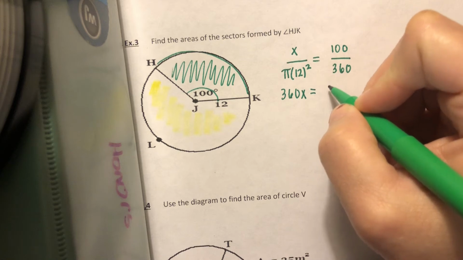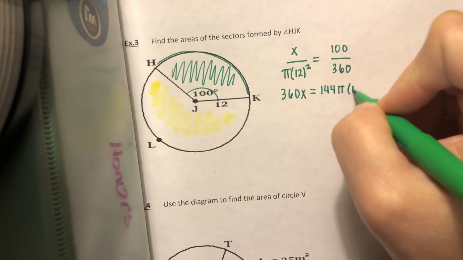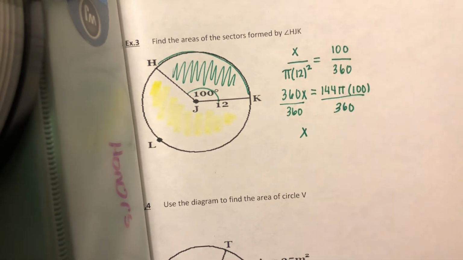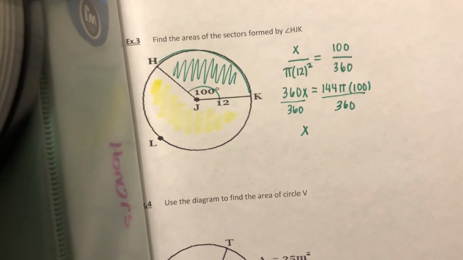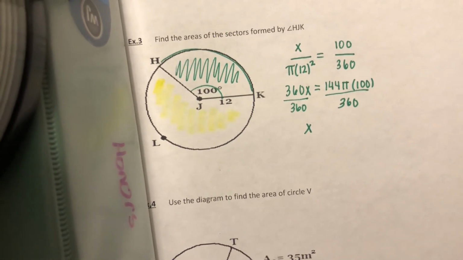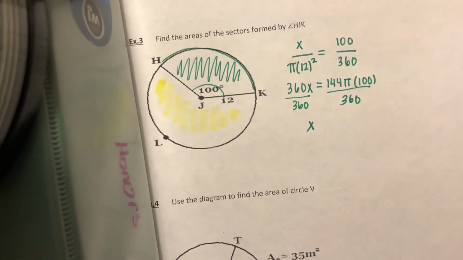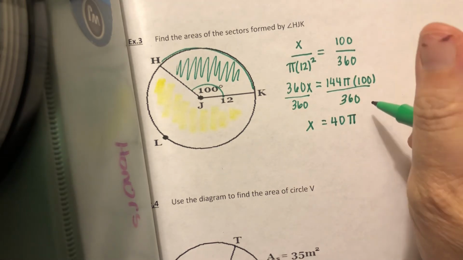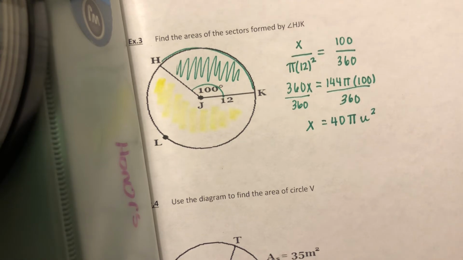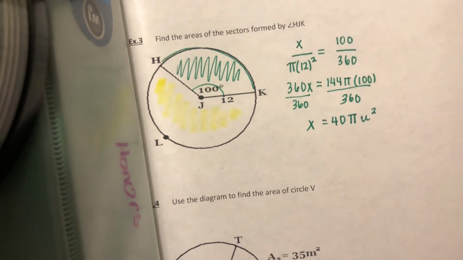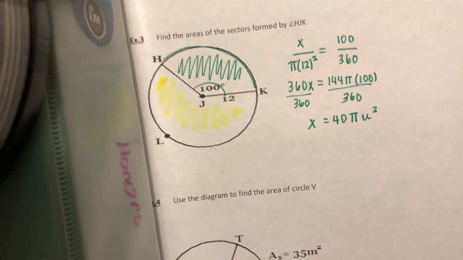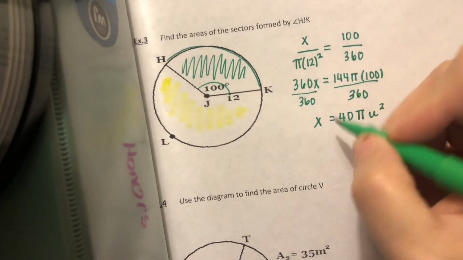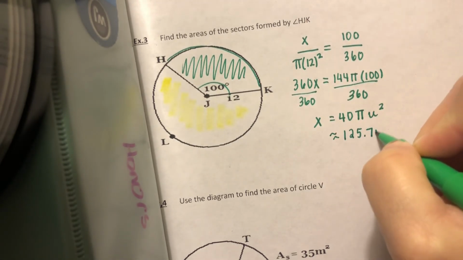So 360x is 144 pi times 100. You're going to divide all of that by 360. Just be careful when you're entering all this into a calculator. So 144 times pi times 100, and then divide that by 360. Now, my calculator just gave this to me in terms of pi, so 40 pi units squared. Obviously, you could also do 40 times pi, so 40 times pi is about 125.7 units squared.